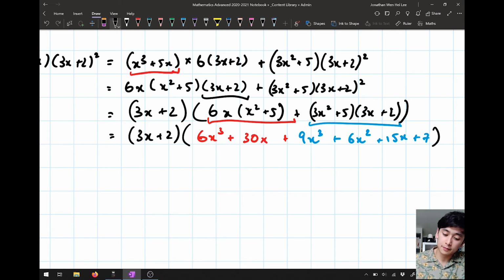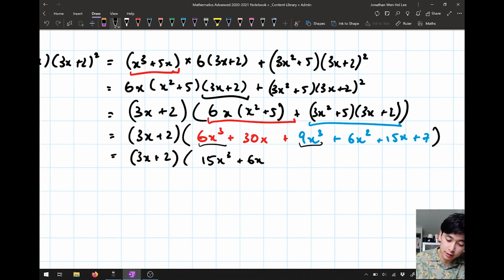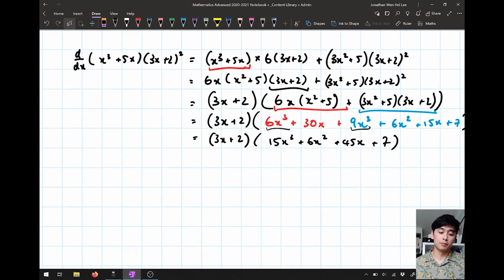Okay, from there, we can start to combine terms with the same x power. So here, notice we've got 6x cubed and 9x cubed. So this becomes 15x cubed plus 6x squared plus 45x plus 10. Yep, there we go. Okay, now we have this in fully factorized form.